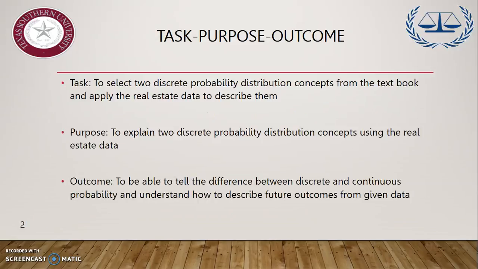So the task, purpose, and outcome. The task will be to select two discrete probability distribution concepts from the text and apply the real estate data to describe them. Purpose will be to explain the two discrete probability function concepts using the real estate data. And the outcome, hopefully, will be that we'll be able to tell the difference between discrete and continuous probability and to understand how to describe future outcomes from given data.